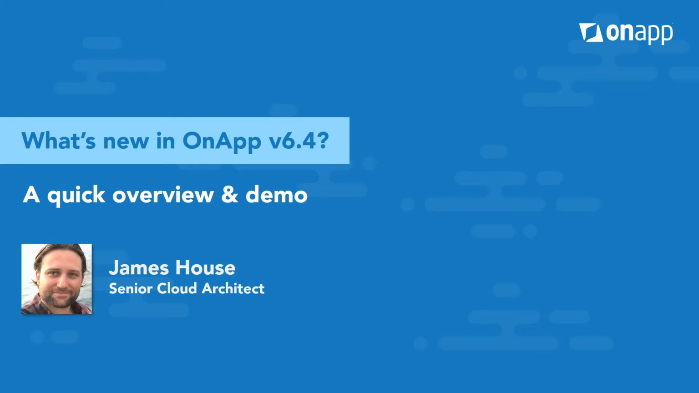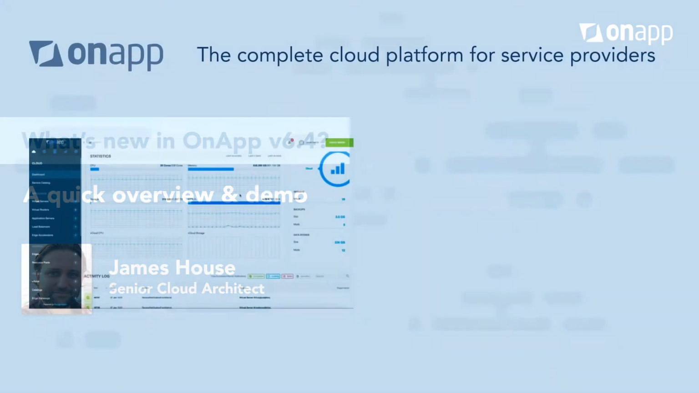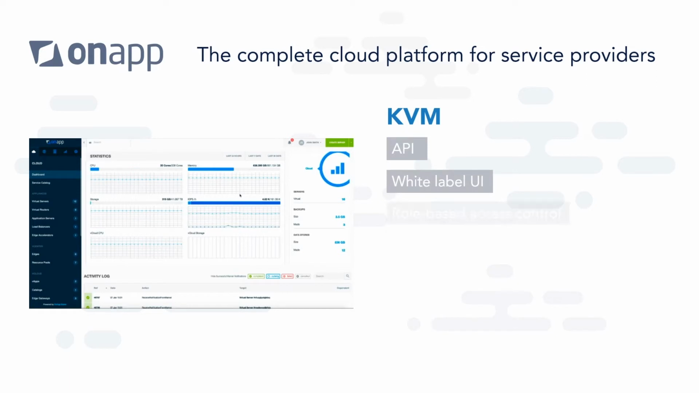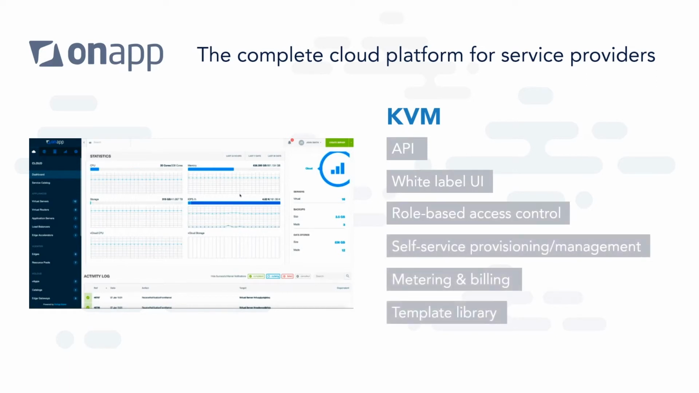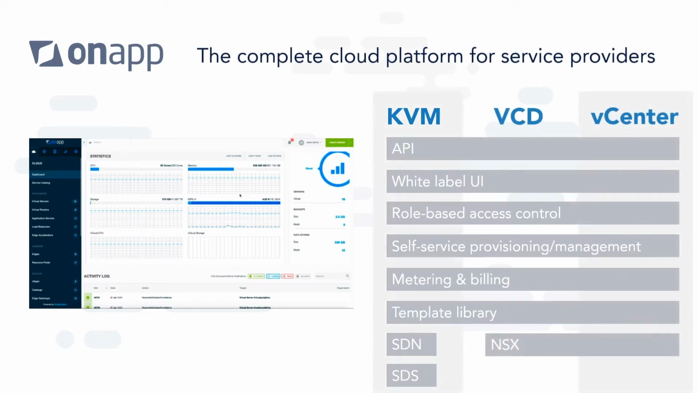For those of you who are new to OnApp, OnApp is a complete cloud management platform for service providers. We include a full KVM virtualization stack, software-defined storage and networking, flexible metering and billing engine, fine control of user roles and permissions, and a huge template library and much more, all wrapped up in an intuitive white label self-service portal. OnApp can also manage VMware environments, integrating with VMware Cloud Director or directly with vCenter.